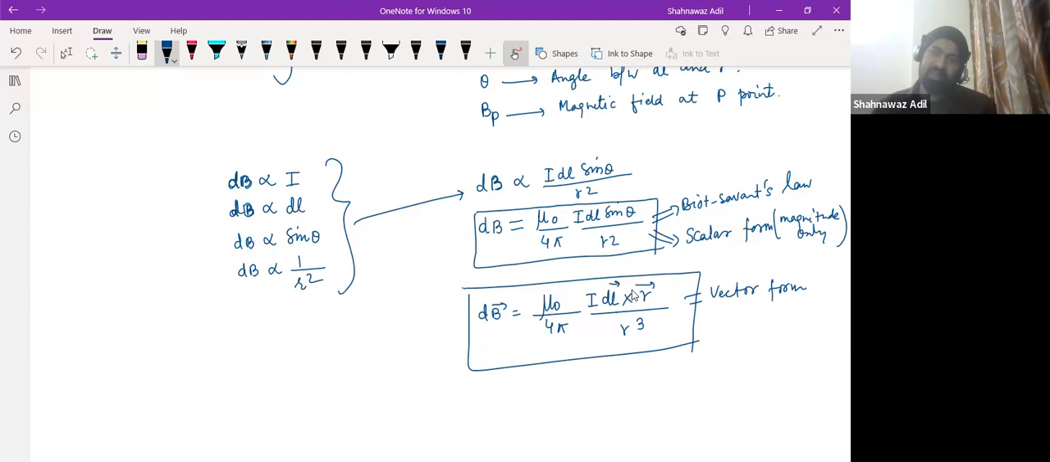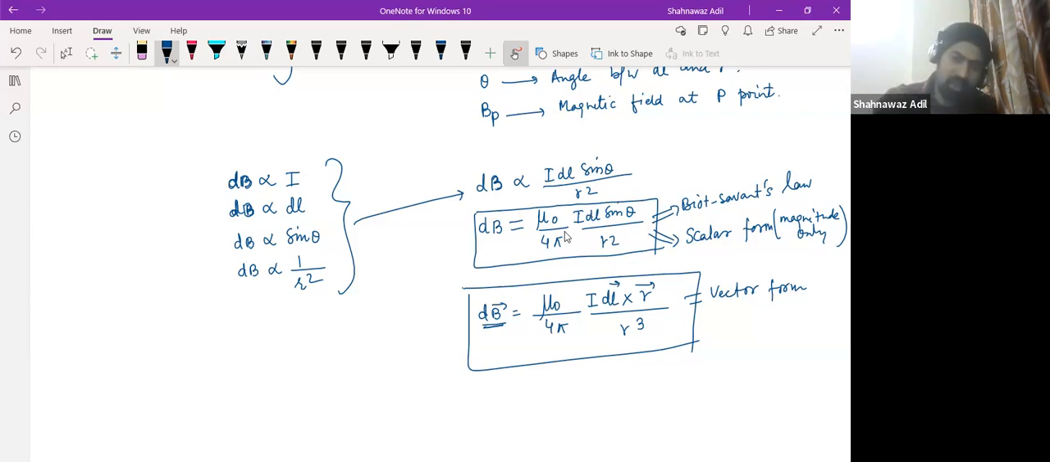Which will have some direction. So then we will get this magnetic field as the vector. So that is how we get the magnetic field in the vector form. So this contains the magnitude as well as the direction. But this part only contains the magnitude, right?